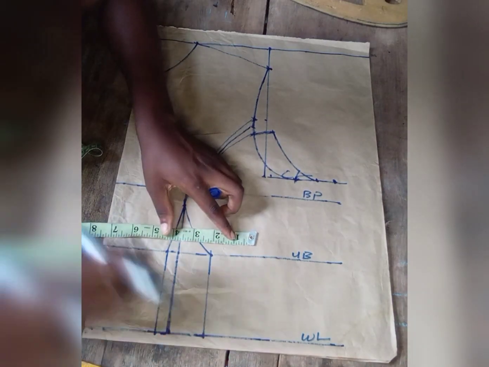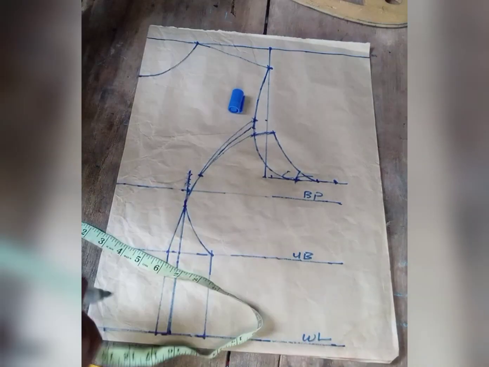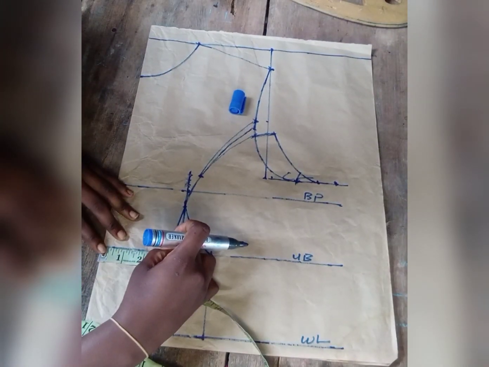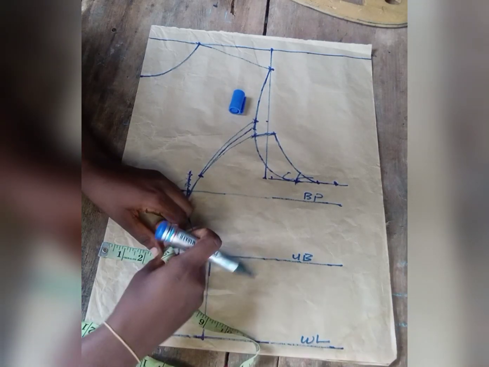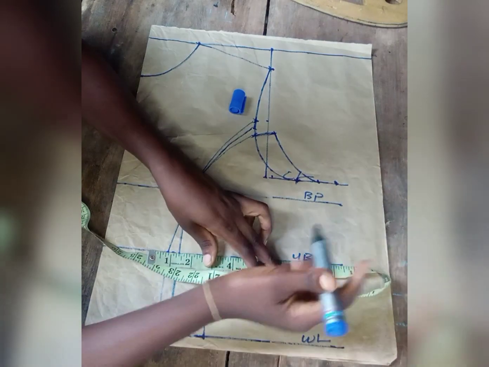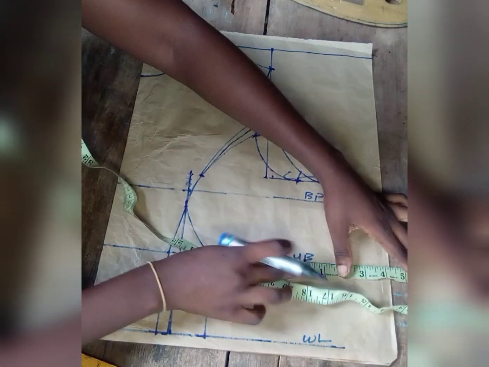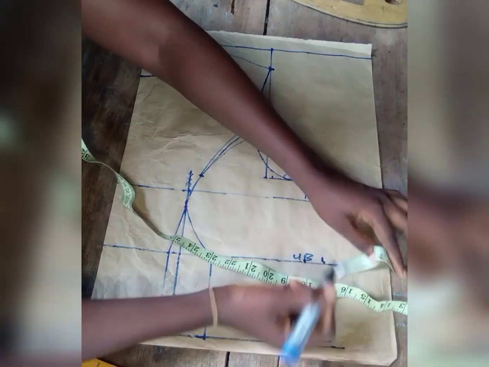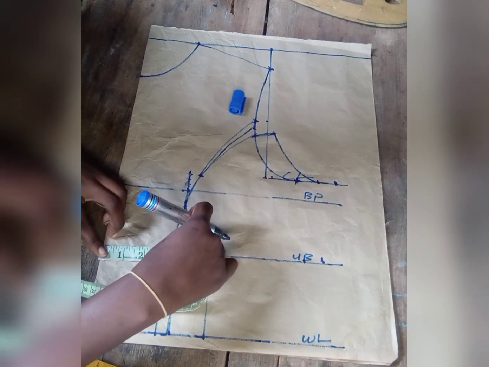So on the under bust, we have 30 inches. Our under bust is 30 inches divided by 4. We got 7.5 inches. So I'm just going to do it like this. Place it. Mark your 7.5 plus your 1 inch allowance. Like so.